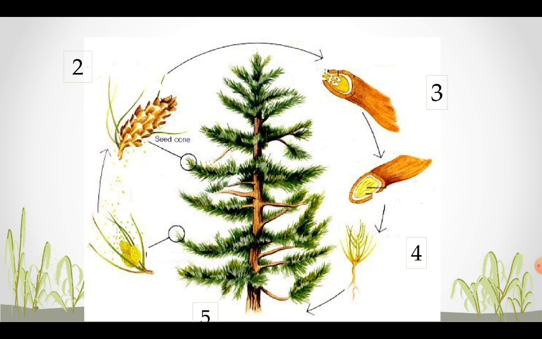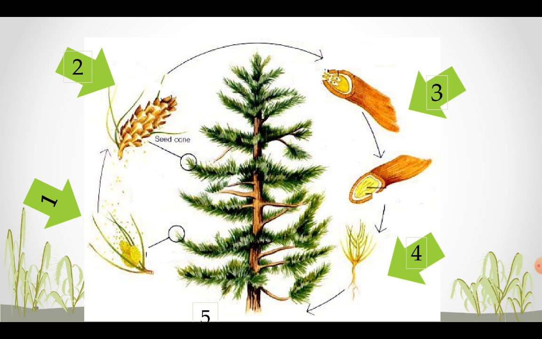This is the cycle of conifer tree, and this tree is pine tree. Okay, pine tree. First, the male cone with pollen grain. Number 1. Pollen grains are carried by the wind to the seed cone. Then the seed is formed. Then the seed falls down into the soil to grow a small seedling. Then it will grow to be a mature pine tree.